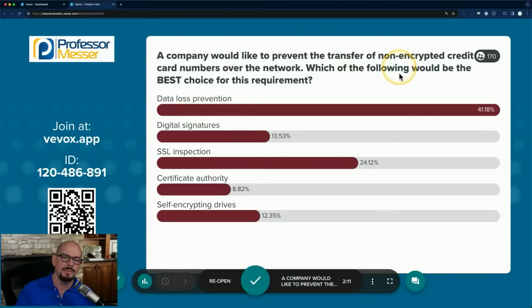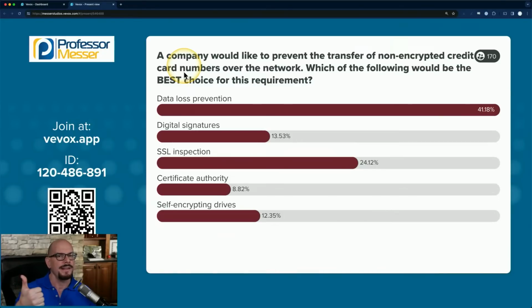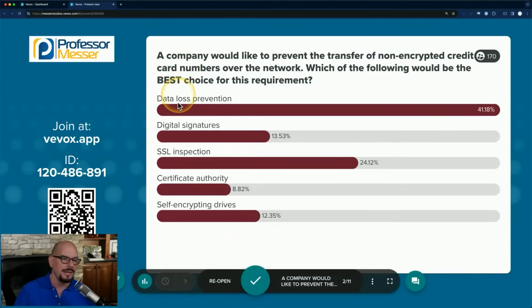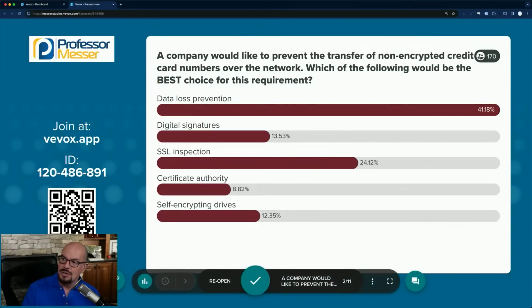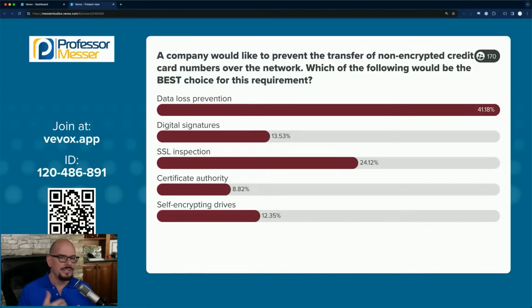And if you're trying to prevent the transfer of non-encrypted credit card numbers, the device that will be able to identify that as a credit card number and then block it or alert on that particular traffic flow is indeed a data loss prevention solution. Sometimes these are standalone devices, an appliance that you can plug into the network. You may also find data loss prevention capabilities within a next generation firewall. So sometimes it's not a single device, it's just integrated into a different device that you happen to use.